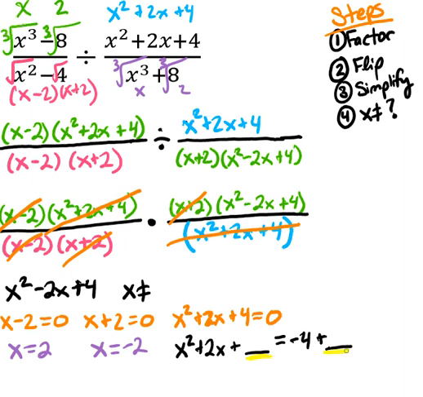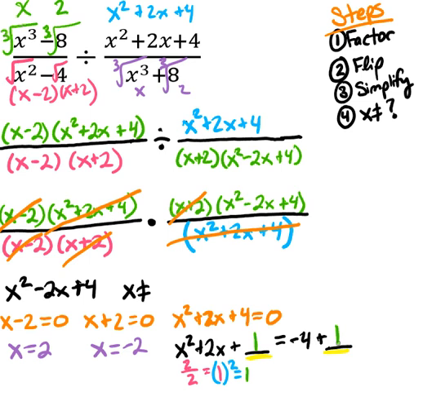So now what we're going to do is take our middle number, the 2, and divide that 2 by 2, which gives us a 1. Then we're going to square that 1, and that answer is what we're going to write in our leave a space. So we're going to put plus 1 here and plus 1 there.